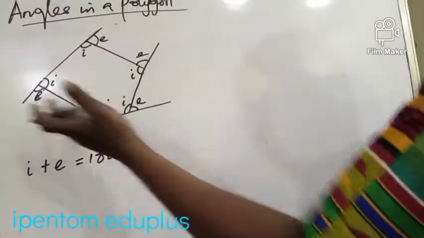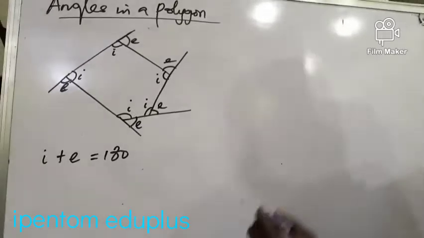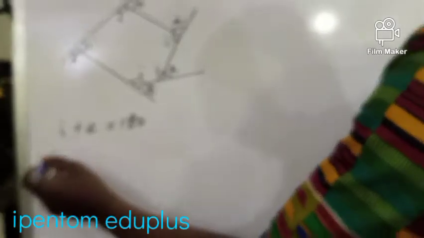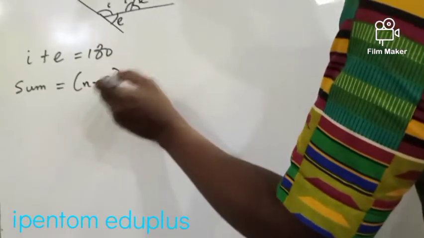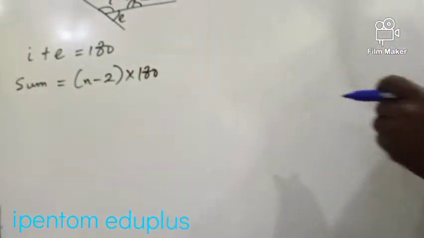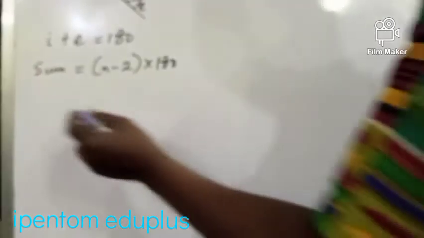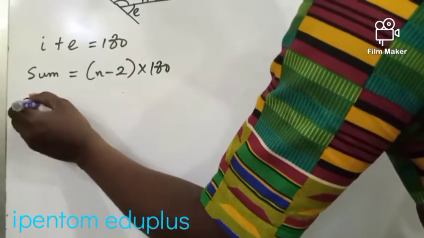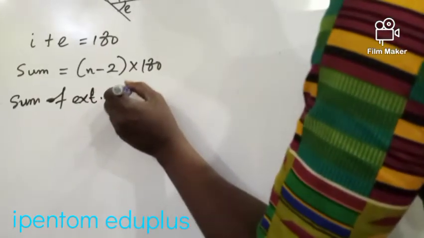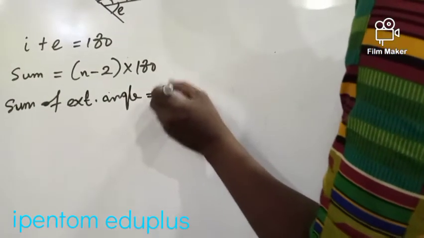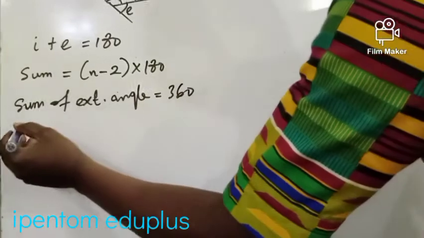Look at it here also, they are on a straight line, and the sum of angles on a straight line is 180 degrees. Now, the sum of interior angles, in our last class, we said that it is n minus 2 times 180. So if the sum of the interior angle is n minus 2 times 180, then what of the sum of the exterior angle? The sum of the exterior angle is equal to 360.